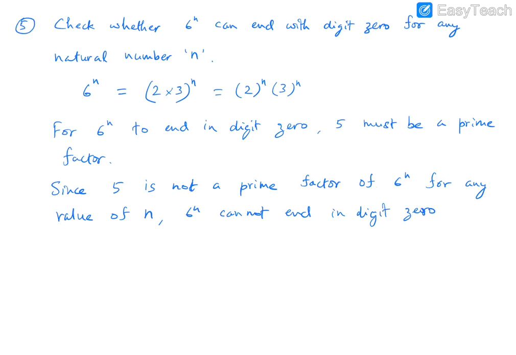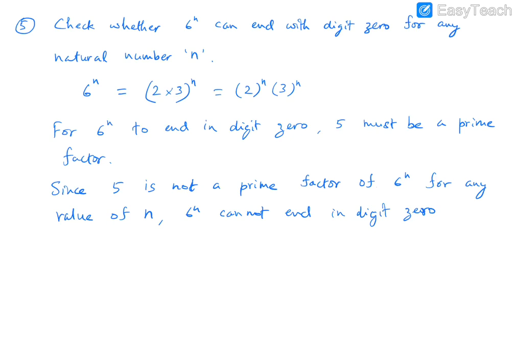So how are we able to show this? Because we are clearly seeing that the factors involved in 6 power n are only the numbers 2 and 3. The prime factors are 2 and 3 only. There is no 5 involved here. If any 6 power n ends in the digit 0, then 5 must be one of the factors. And since 5 is not a factor for any of the 6 power n's, therefore none of the 6 power n's will result in an answer that ends in the digit 0.